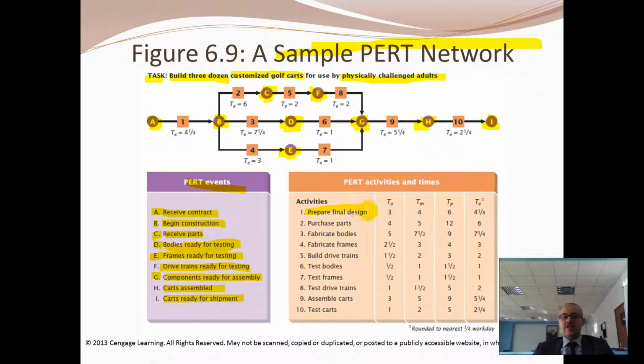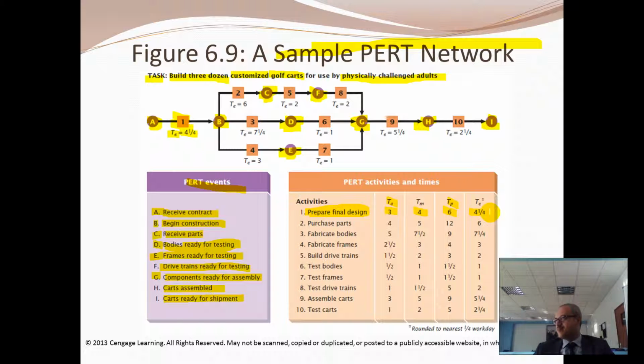1, prepare final design. So that's 1. To prepare the final design, it will take us 4 1/4. That's the estimated time. How do we calculate it? Based on TO, optimistic, TM, most likely, and TP, pessimistic. So you do the equation, you calculate it, and you get 4 1/4.